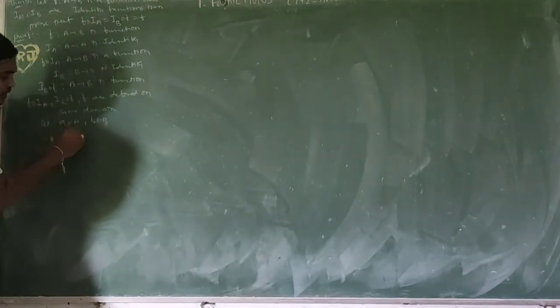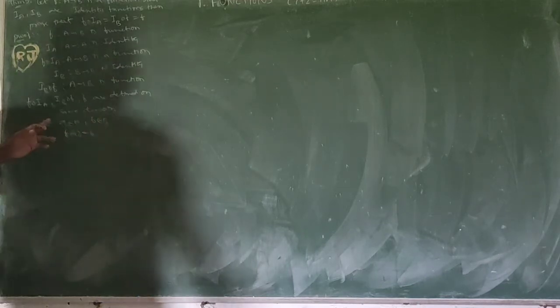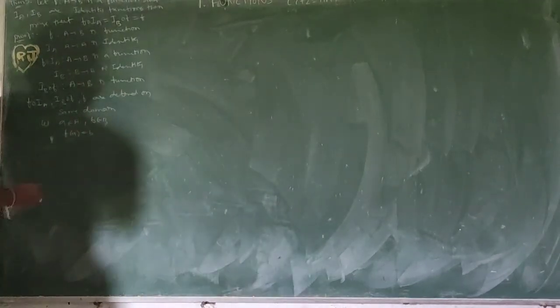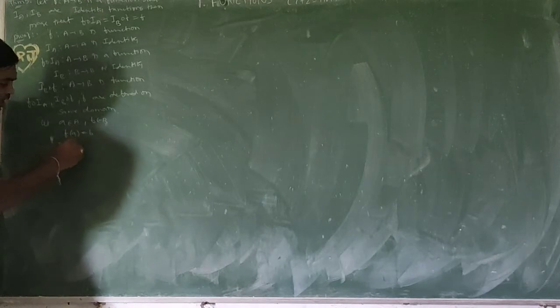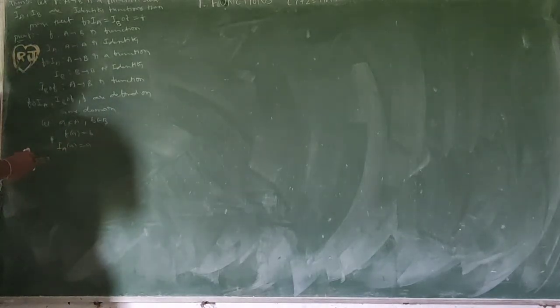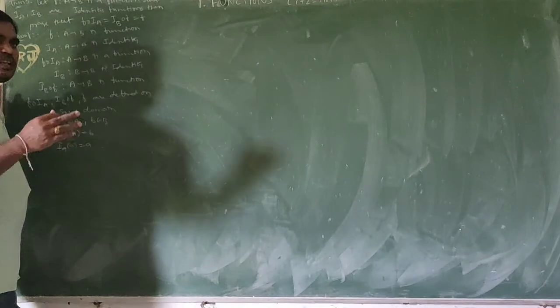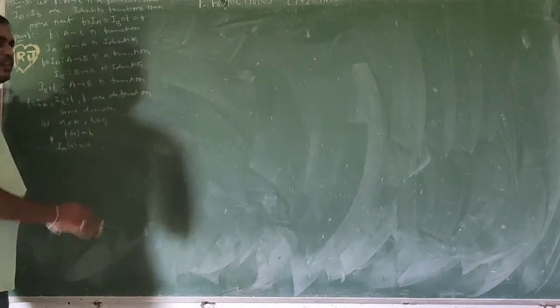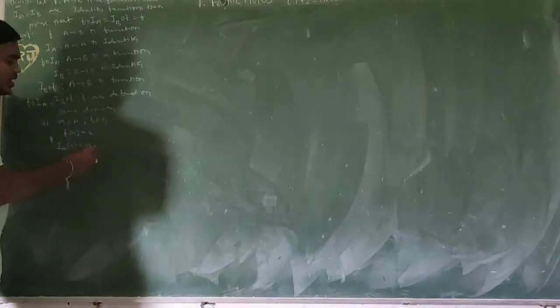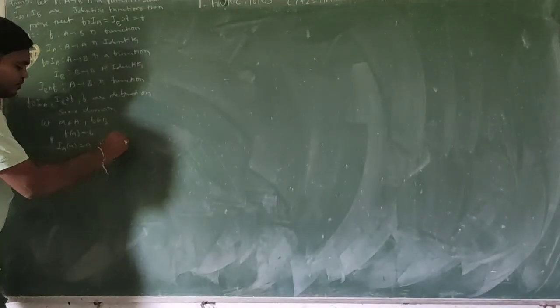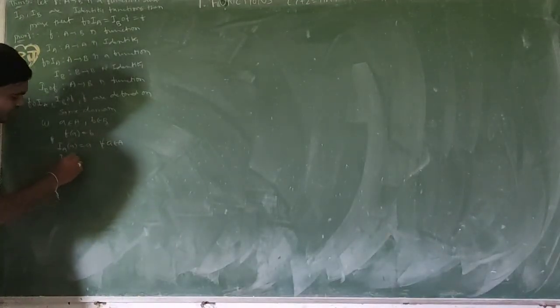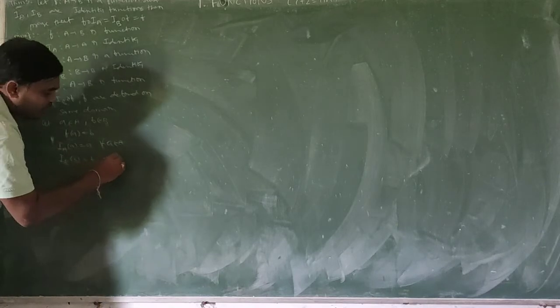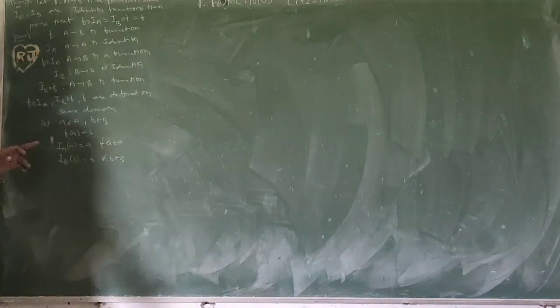So f of a equal to b simply. So a is associated with b, and IA of a equal to a. Identity function is nothing but every element is associated with itself. a is associated with a for all a belong to A. IB of b equal to b for all b belong to B. IA of a equal to a, IB of b equal to b. So these two are the identity functions.